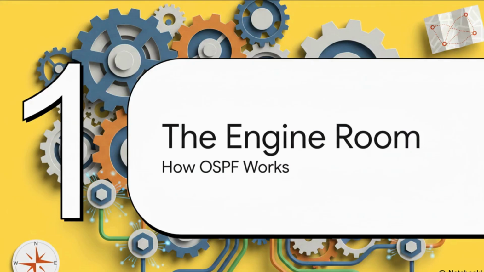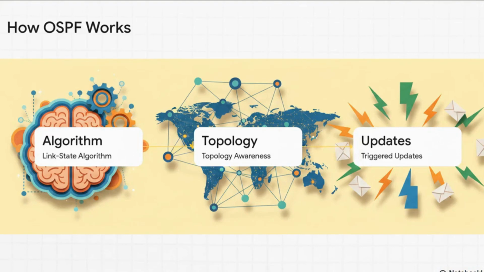Let's step right into Section 1, the engine room, how OSPF works. At a high level, the protocol's operation basically boils down to three distinct, incredibly efficient steps. We've got the link state algorithm, topology awareness, and triggered updates. Truly understanding these three pillars is the absolute key to grasping why OSPF is just so incredibly robust.